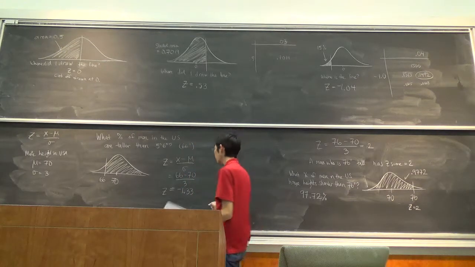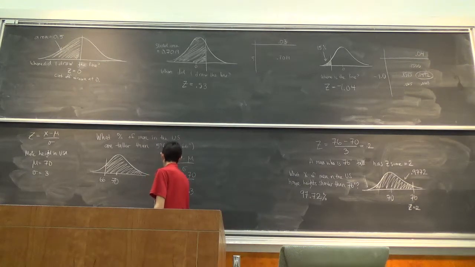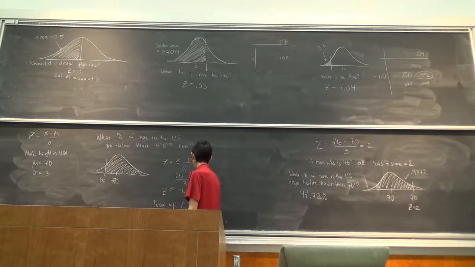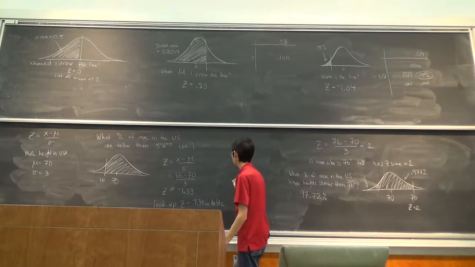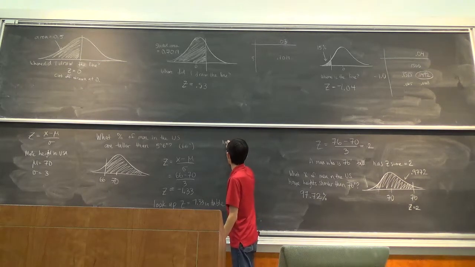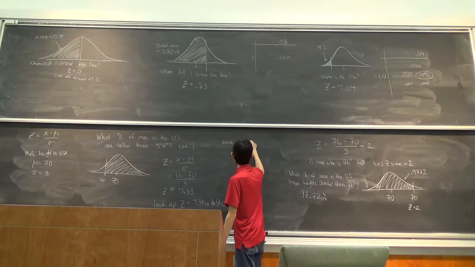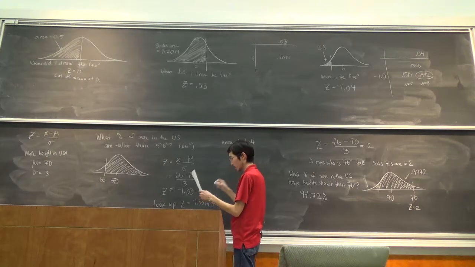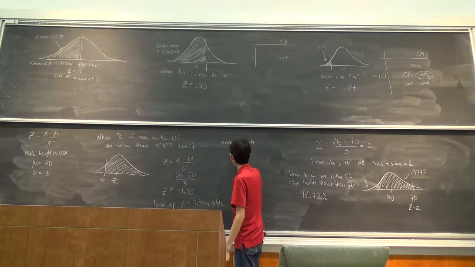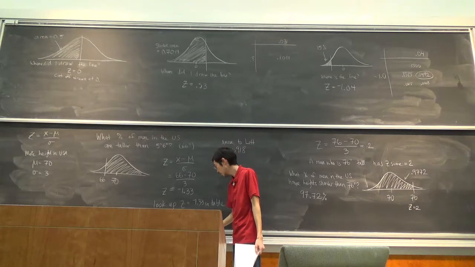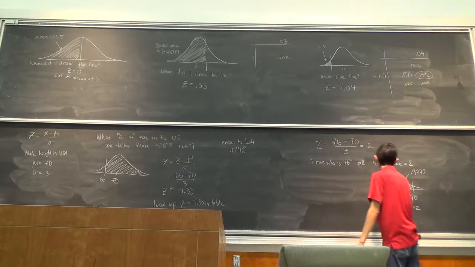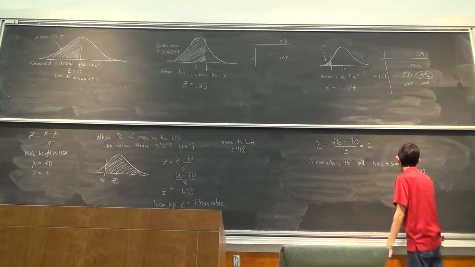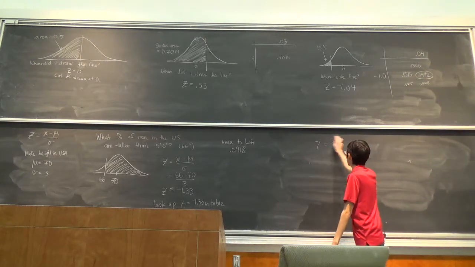Okay, we look up z equal to negative 1.33 in the table. The area to the left is what? 0.0918. Is that my answer? No, that is not my answer. We know it's not because it's less than a half. When we look at our picture, we know that our answer has to be more than 1/2. So what do I need to do?